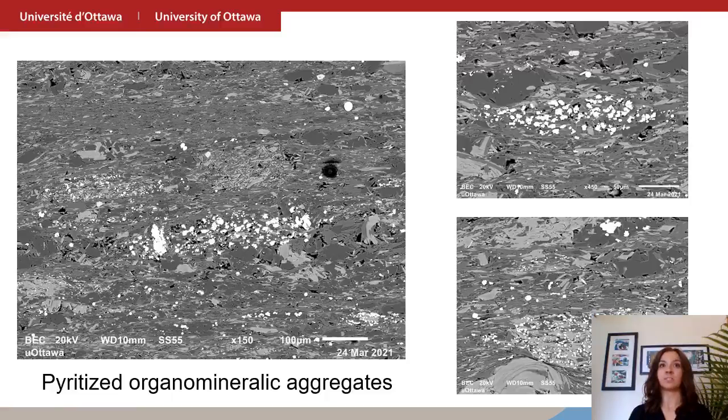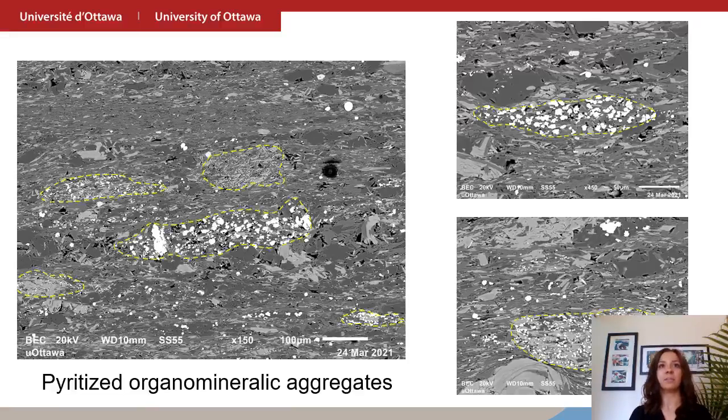Also observed in these rocks are pyritized OMA, which are shown in these images. I've outlined them in yellow to make them easier to see. These grains consist of clay, mineral silt, and an abundance of rhomboidal pyrite, which indicates the initially high concentration of OM that was degraded to form these rhomboids.